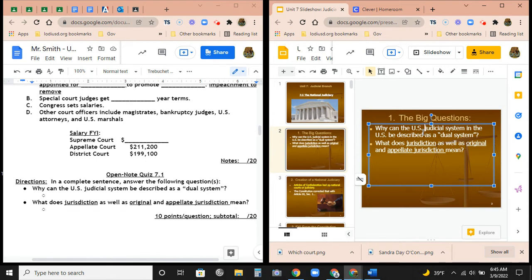I think the main reason is because you have a federal judiciary and then you have a state judiciary. That's the main reason, state and local.